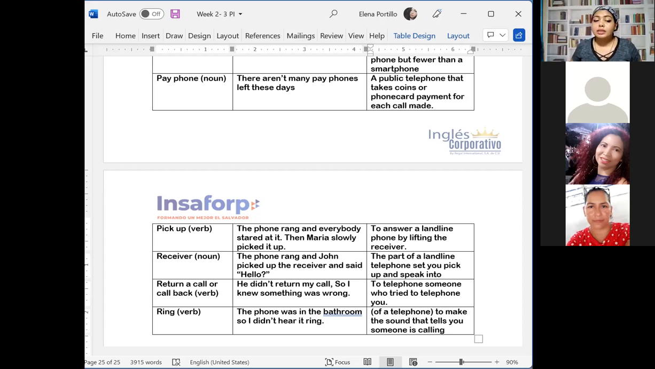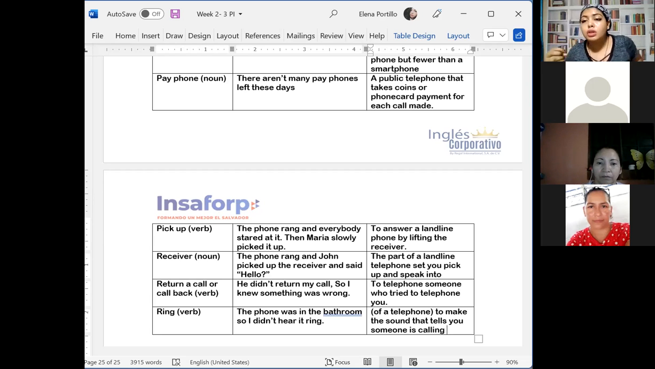So it says, the telephone was in the bathroom, so I didn't hear it ring. And the explanation of the meaning of a telephone ring is the sound that tells you something is calling. That is the sound that our telephones make when someone is calling. Es el sonido, ¿verdad? Que hace o la acción de sonar cuando alguien está llamando. That is the meaning of a ring.